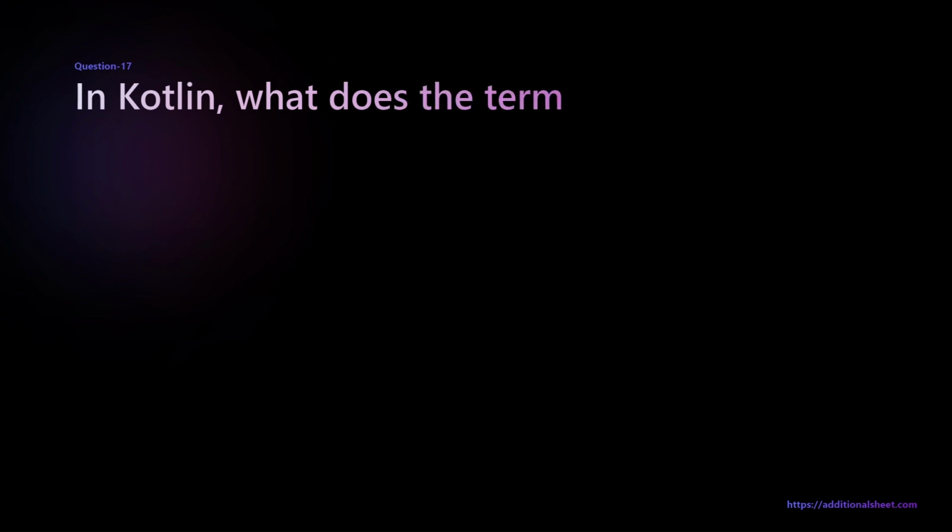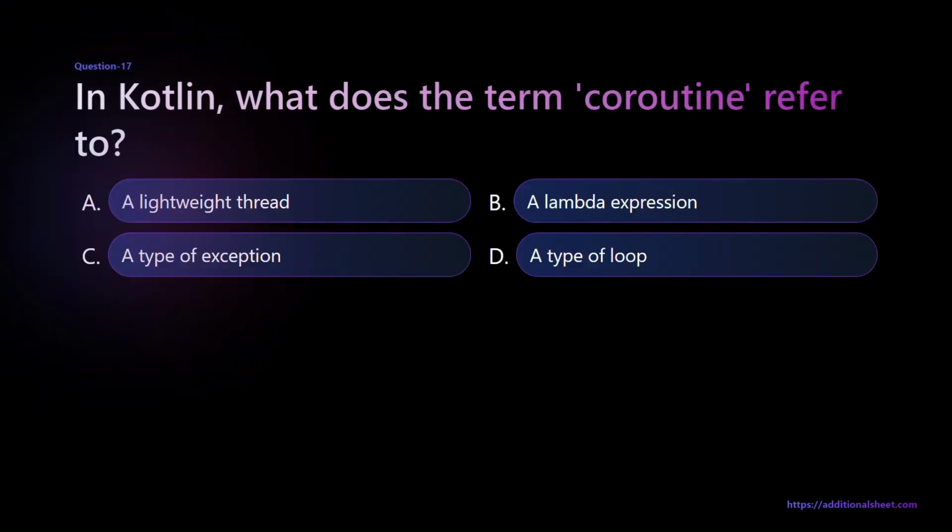In Kotlin, what does the term coroutine refer to? Option A, a lightweight thread. Option B, a lambda expression. Option C, a type of exception. Option D, a type of loop.